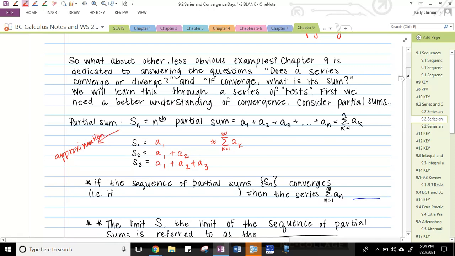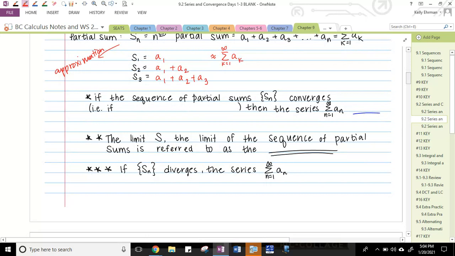A couple of notes down here. If the sequence of partial sums converges, so if the limit as n approaches infinity of the partial sum equals some sort of a number that exists, it's not infinity or negative infinity, then the series from 1 to infinity of a sub n converges. If I can show that a partial sum converges, I can say that the entire series converges to a sum.